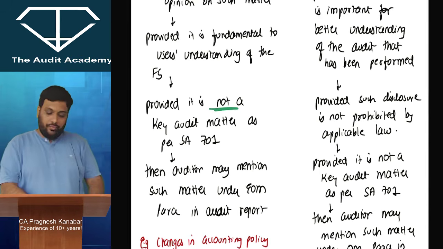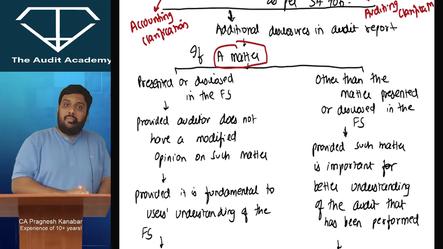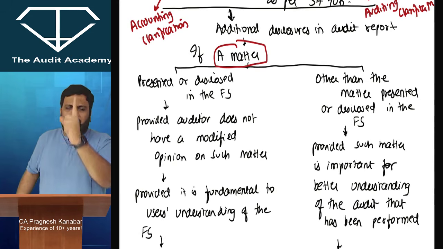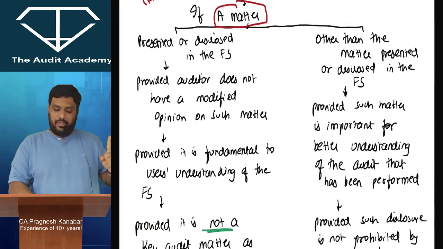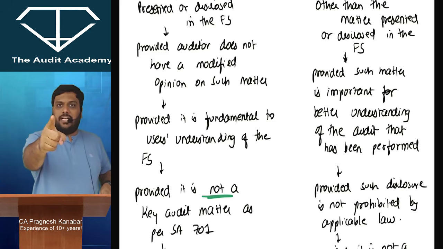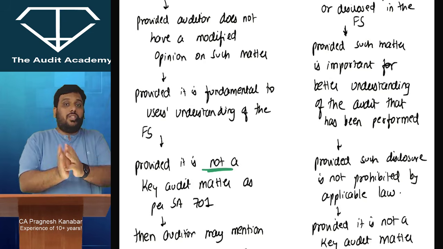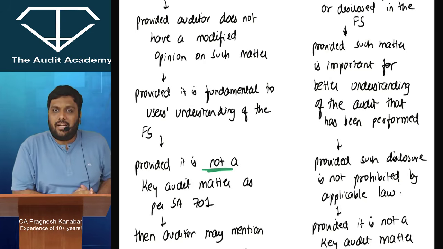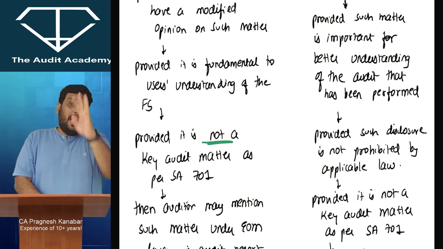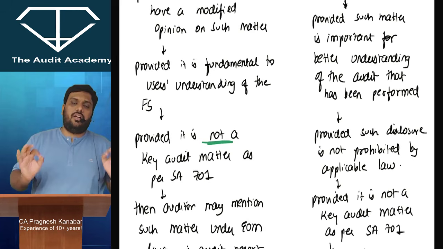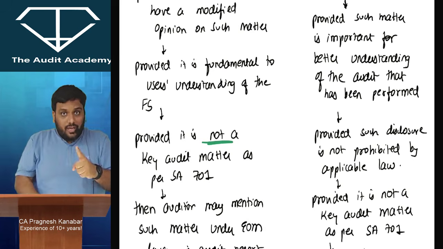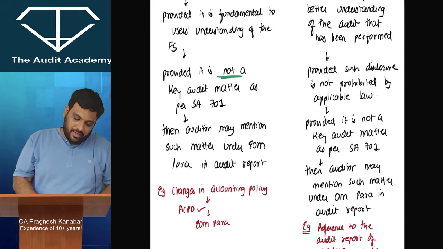Alright, very good. But everyone over here, for other matter, give me 4 conditions. It is a matter other than the matter presented or disclosed in the financial statements. Second, provided such matter is important for the better understanding of the audit that has been performed. Third, such disclosure should not be prohibited by laws and regulations. Don't worry about this line on laws and regulations as they keep on writing in between. And fourth condition, it should not be a key audit matter as per SA 701. When all of these 4 conditions are satisfied, only then you will use other matter paragraph.